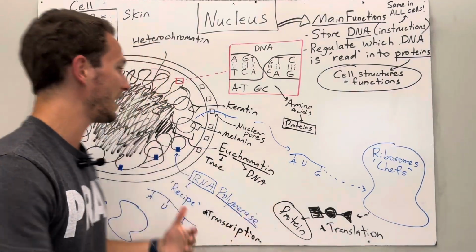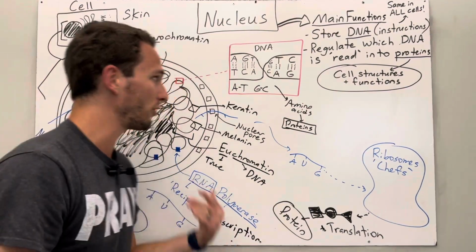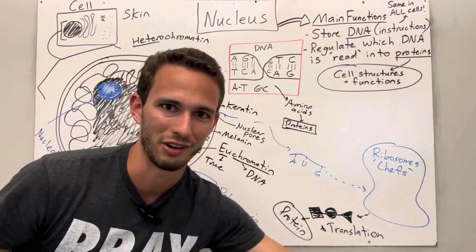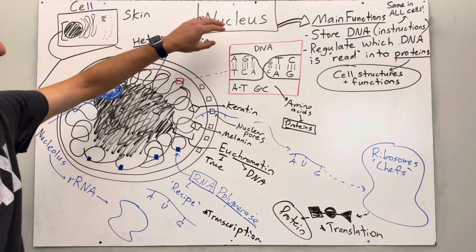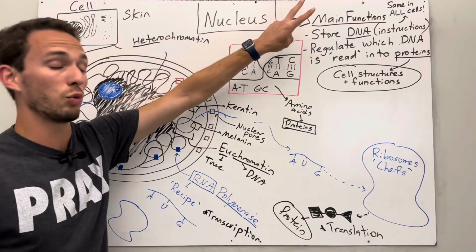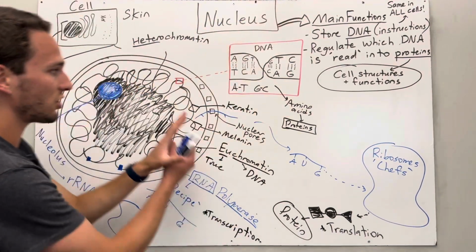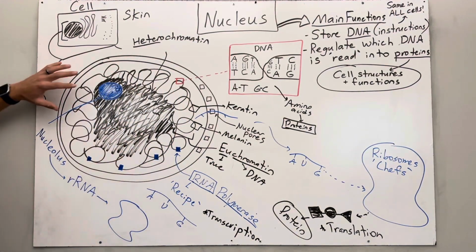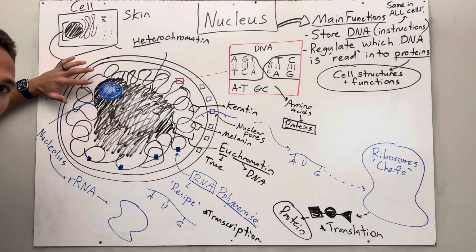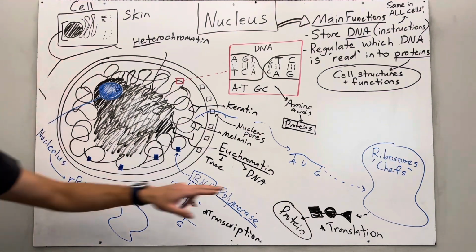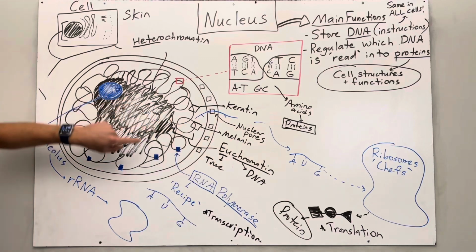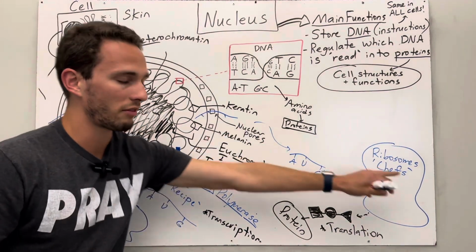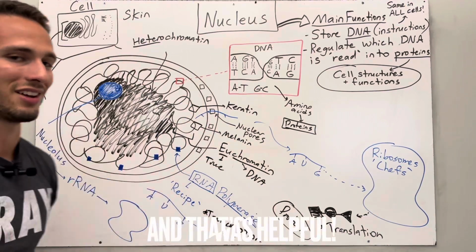So here's your DNA in the nucleus being read for the proper protein for that proper cell to do its proper function, okay? So in summary, the nucleus stores the DNA, regulates which DNA is read into the proteins based on the structural components within the nucleus itself. And we also have the nucleolus producing rRNA, ribosomal RNA, to help produce the ribosomes. We also will use RNA polymerase to produce mRNA recipes to go to the ribosomes to make the proteins to give the cells its structure and functions.